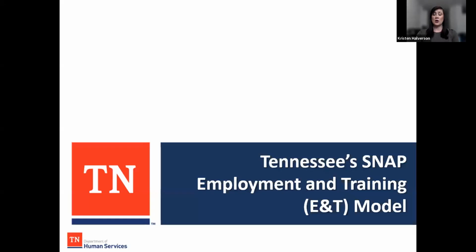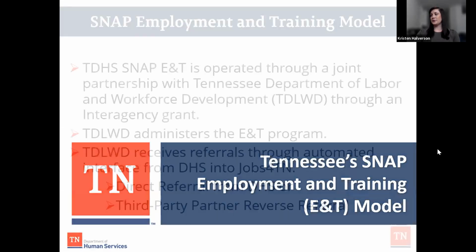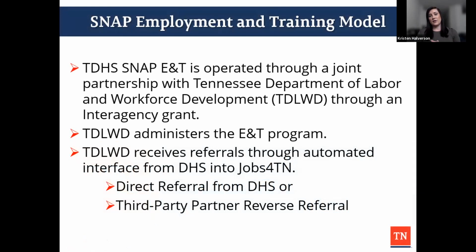Hi, my name is Kristen Halverson, and I am the SNAP Policy Director and the SNAP Employment and Training Director with the Tennessee Department of Human Services. Today, I'm going to be sharing with you our SNAP E&T model in the state of Tennessee. In Tennessee, the Department of Human Services receives the direct grant from the United States Department of Agriculture to administer the E&T program.